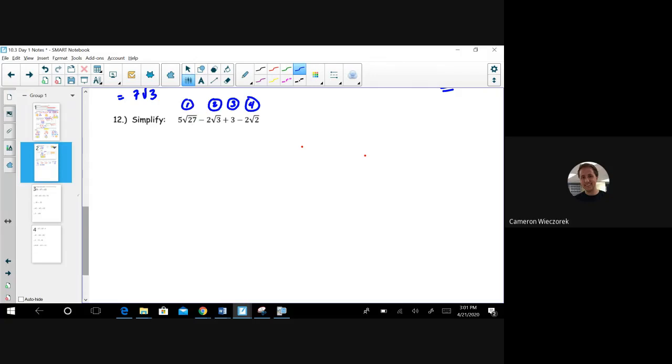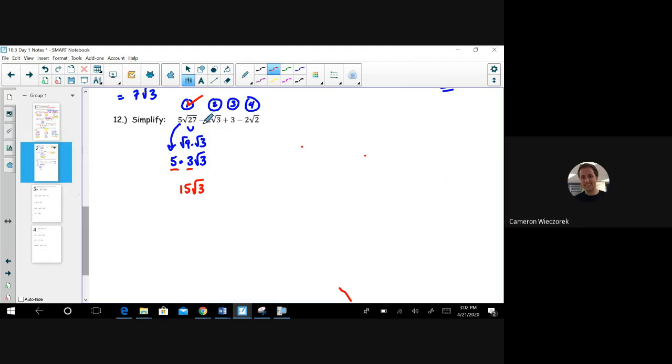First thing I look at, rad 27. Can I break it down? It's the first thing you do with any of these addition and subtraction problems, is you try to break down the radical if you can. That's rad 9 times rad 3. So 3 rad 3. Don't forget about your friend the 5 in front. So now in front, I got 5 times 3 would be 15 rad 3. So I'm just going to put a check. Check, I did step 1.